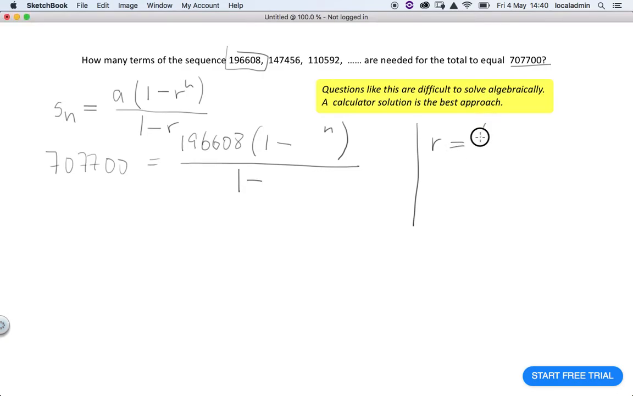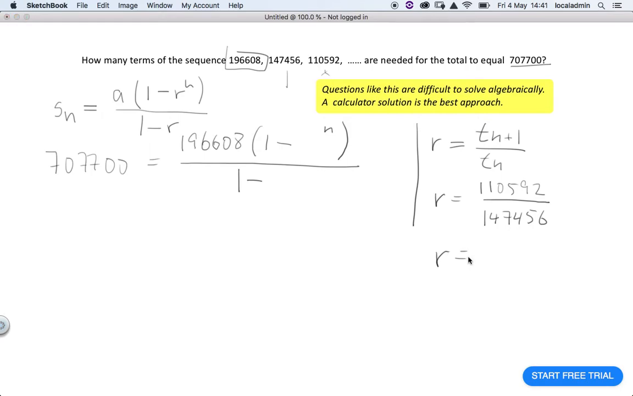R, we said, is the next term wherever you are, n plus 1, so the next term divided by this term. Now, if we happen to be here, then that's the next term. If we happen to be here, then that's the next term. So let's just go with term 2 and 3. So we take the third term and divide it by the second term, which is 147456.